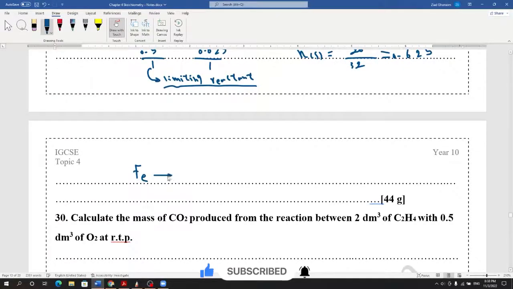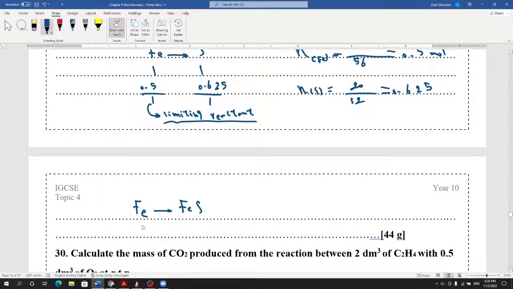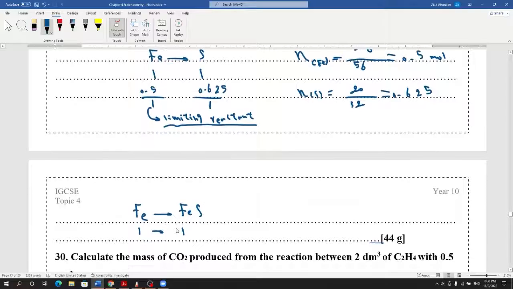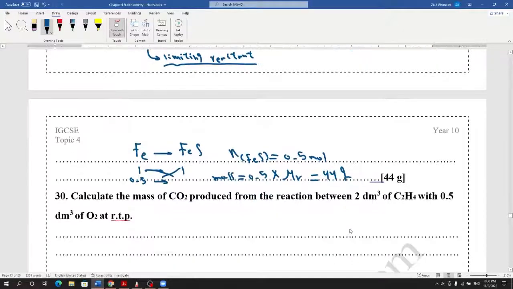Okay, so we're going to make a relation between the limiting reactant, that's iron, and iron sulfide, FeS, right? From the equation, the mole ratio is 1:1. Sorry, the iron has 0.5 moles. So by the same way, we're going to get the number of moles for FeS, which will be equal to 0.5 mole. Now, the mass will be equal to the number of moles multiplied by the relative molecular mass for FeS, which will be equal to 44 grams.